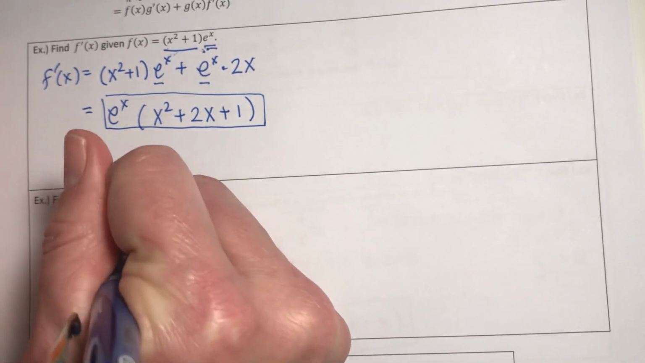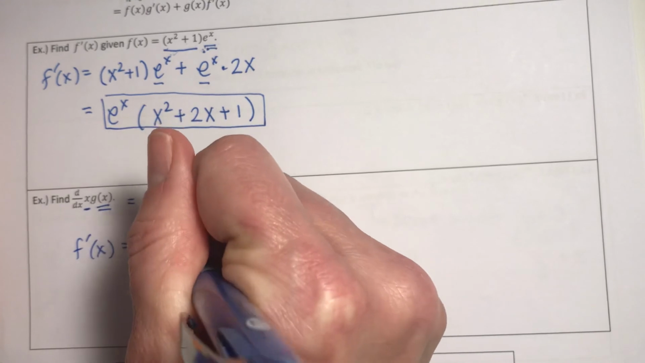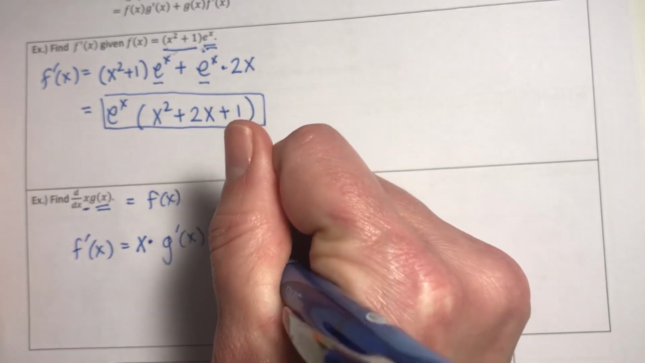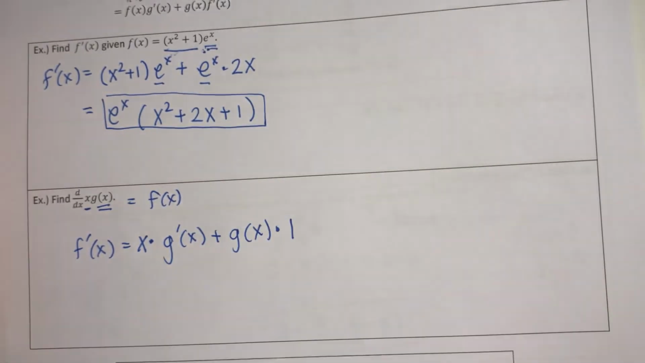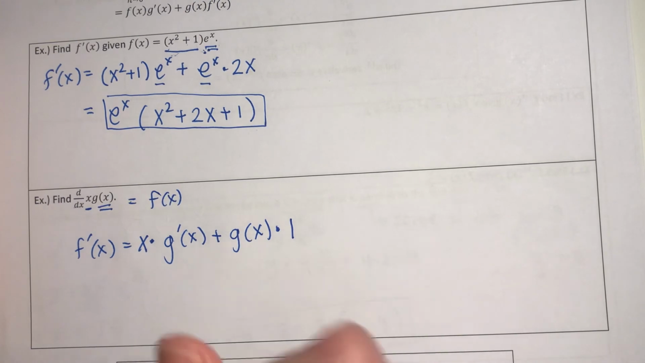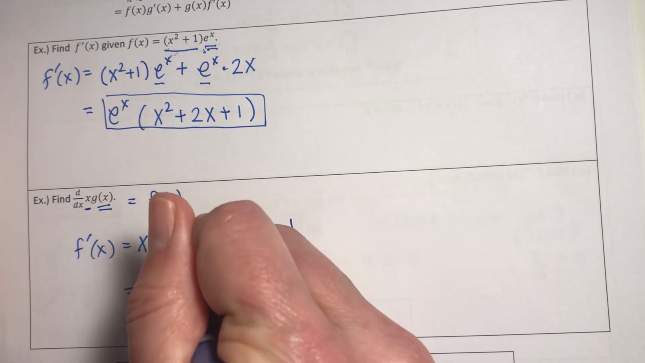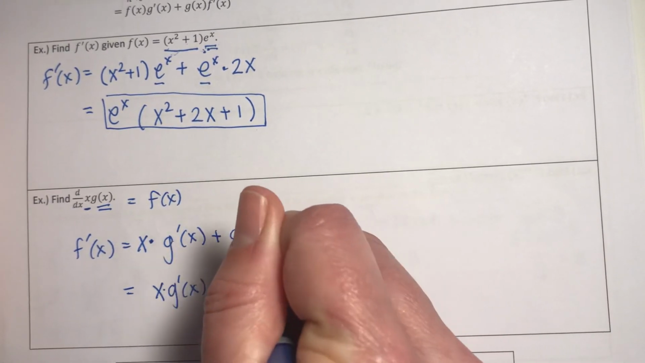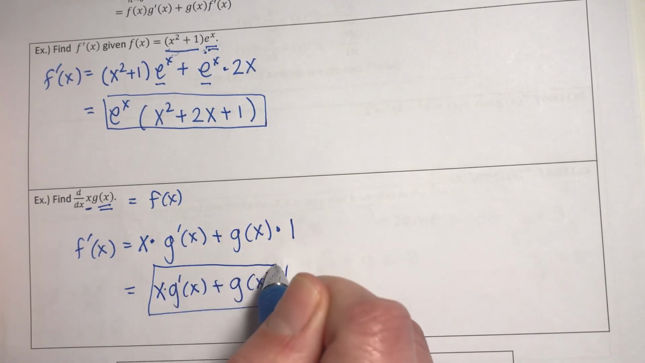F prime of x is going to be the first term times the derivative of the second, which is written as g prime of x, plus the second times the derivative of the first, and the derivative of x is just 1. Just cleaning this up a little bit, there's nothing that I can factor out. So this is x g prime of x, or x times, if you want to put a dot in there, you can, g prime of x, plus g of x. And this is our derivative, again using the product rule.